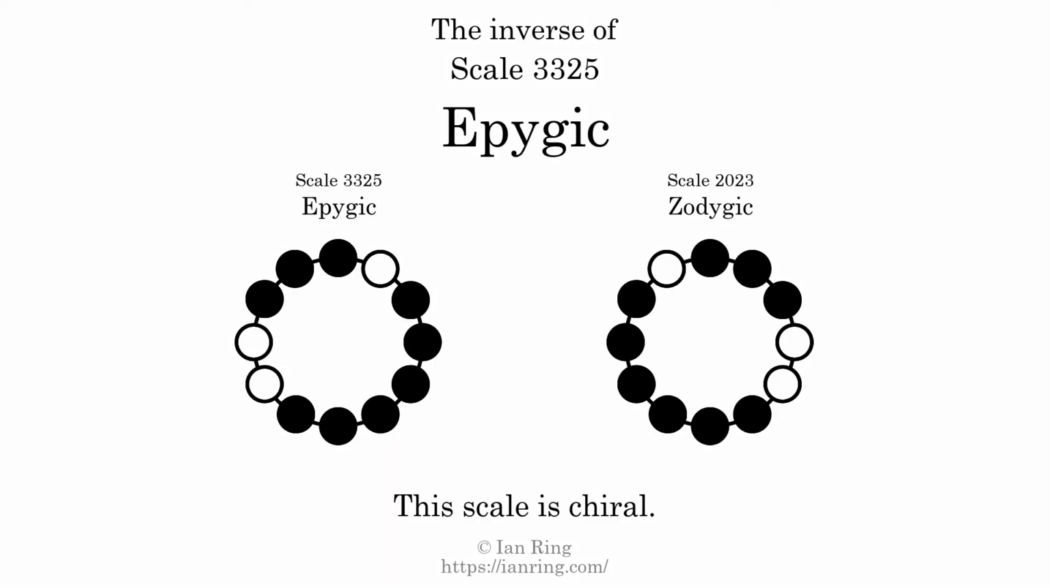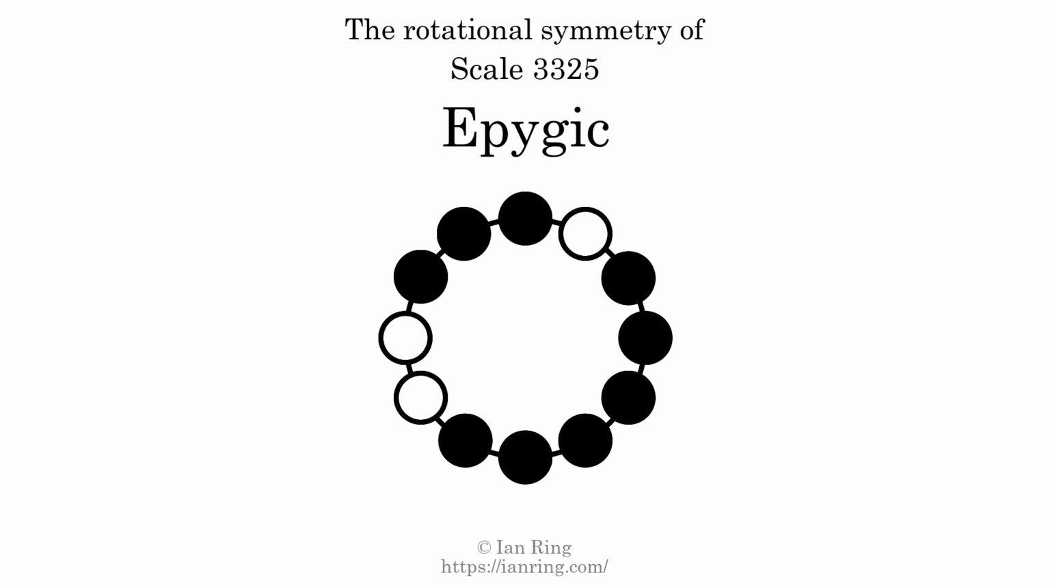The inverse of a scale is a mirror image. It is what you get when the sequence of intervals is reversed. The inverse of this scale is scale 2023, also known as Epygic. This scale is chiral. It cannot transform into its inverse by rotational transformation. This scale has no rotational symmetry.